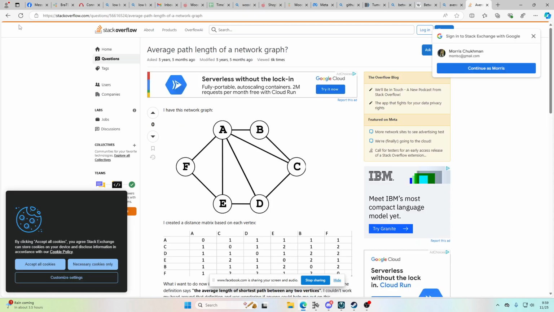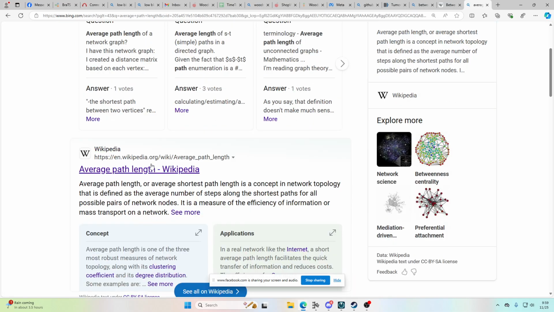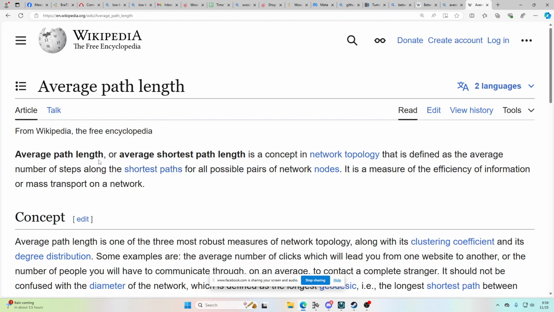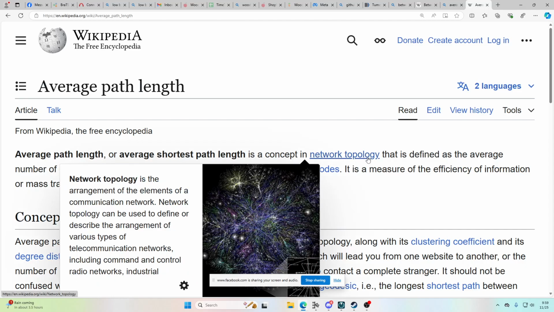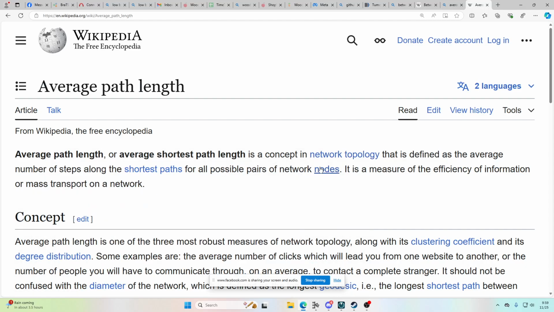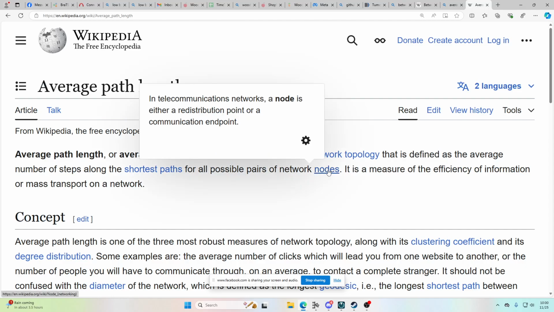Well, this is some kind of a math homework problem there. Wikipedia: the average path length, or average shortest path length, is a concept of network topology that's defined as an average number of steps along the shortest paths for all possible pairs of network nodes.